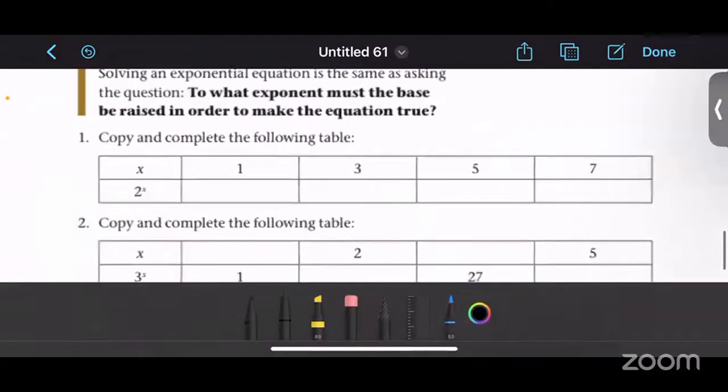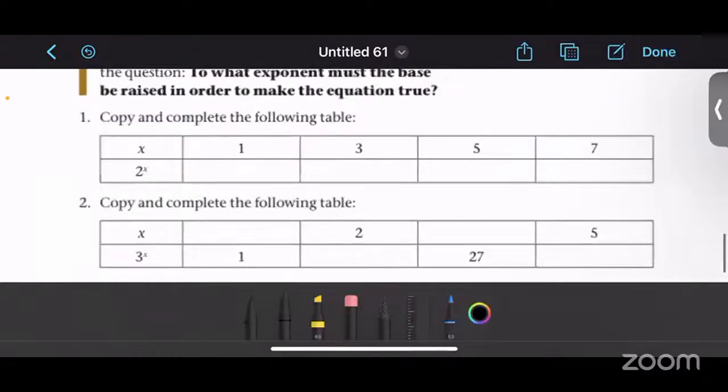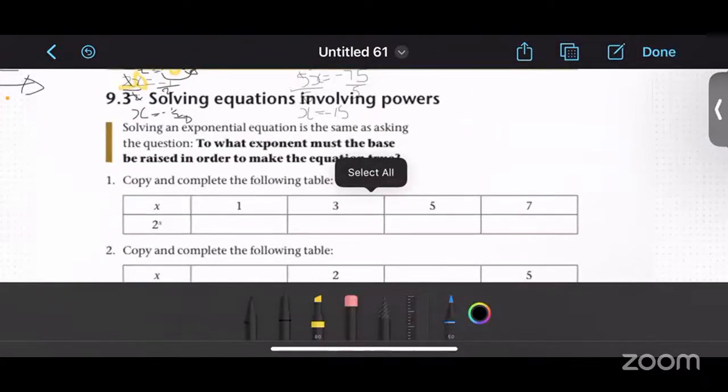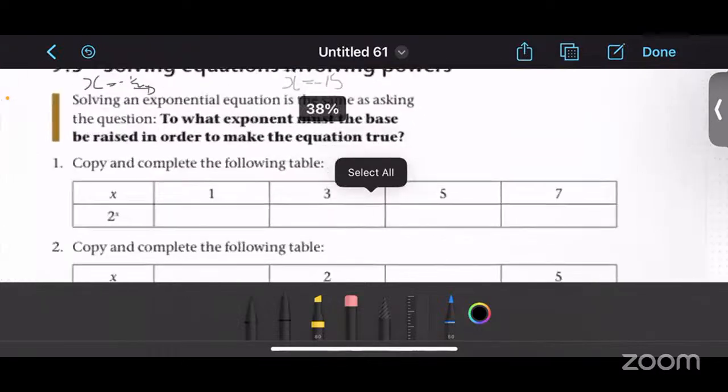Okay, we have a different one over here. This is solving equations involving powers. Do you know those exponent rules? Exponent laws. Solving an exponential equation, asking the question, to what exponent must the base be raised in order to make the equation true?